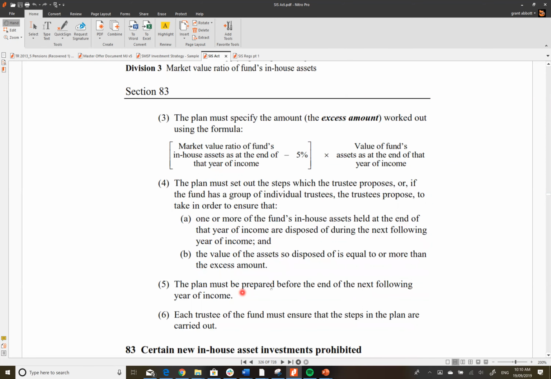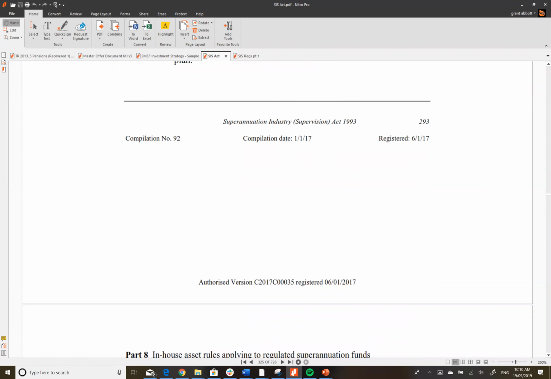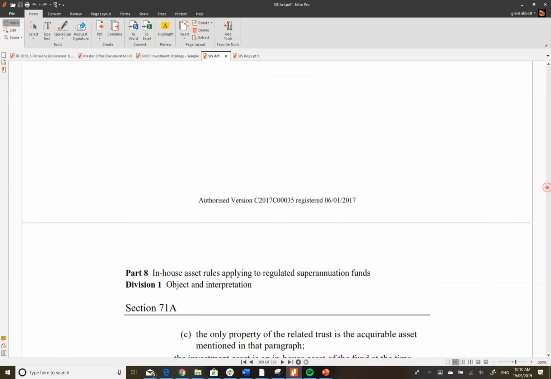Now, the plan must be prepared before the end of the next following year of income. And each trustee of the fund must ensure the steps in the plan are carried out. So if we inadvertently go above, or try to go from a 1322C to 1322D, then effectively we're caught in here and we have to effectively be in a position of ameliorating ourselves of Section 82. So let's go back to Section 71 and find out what an in-house asset is.